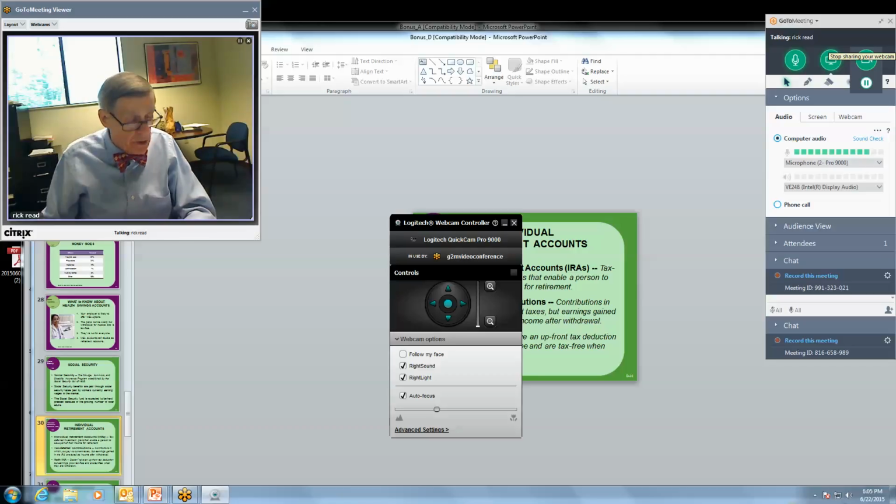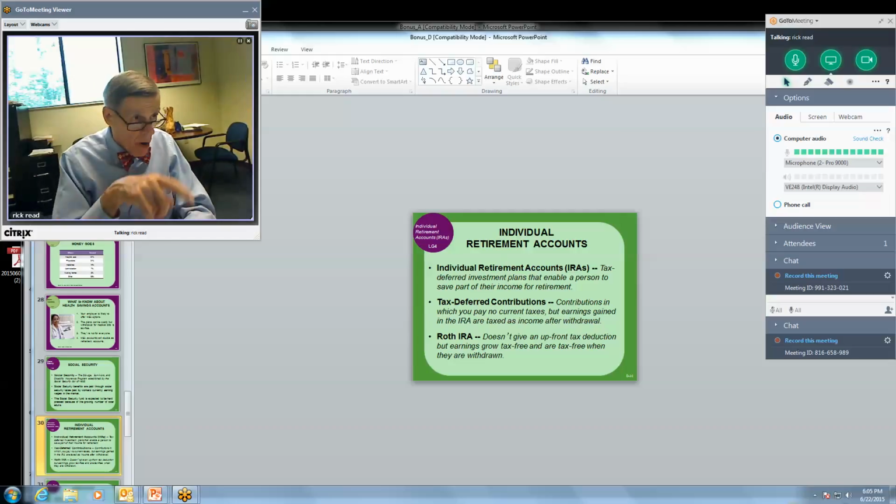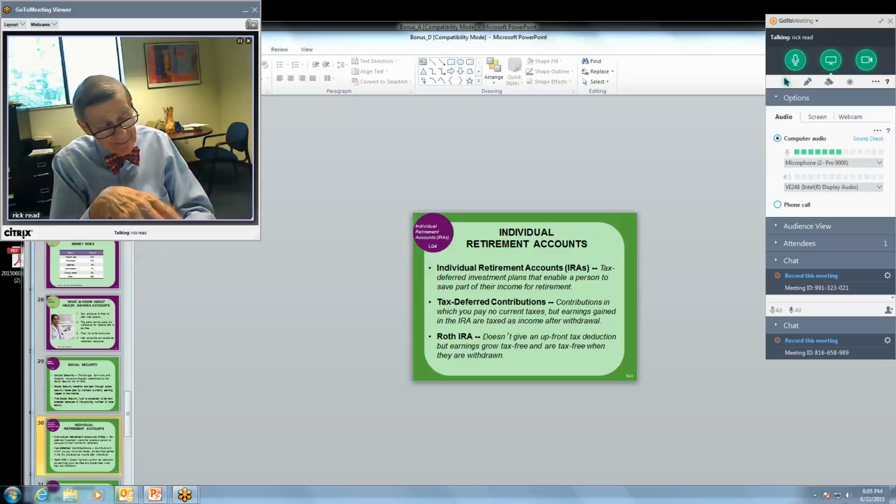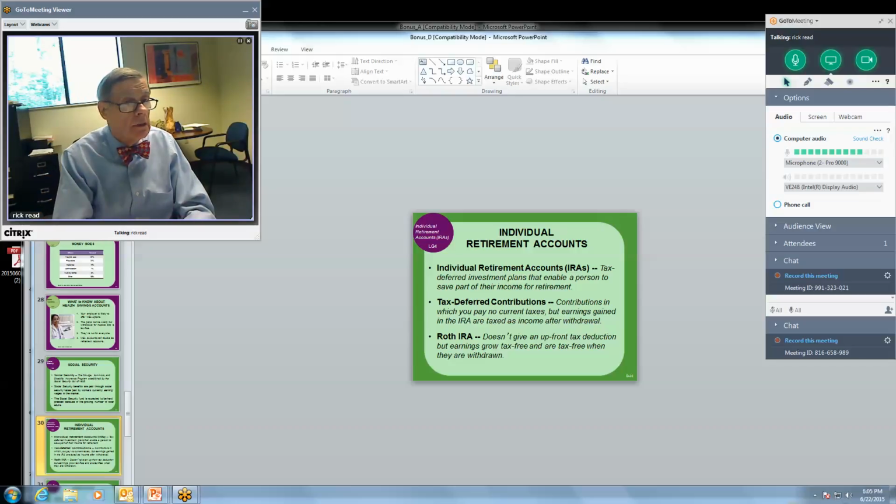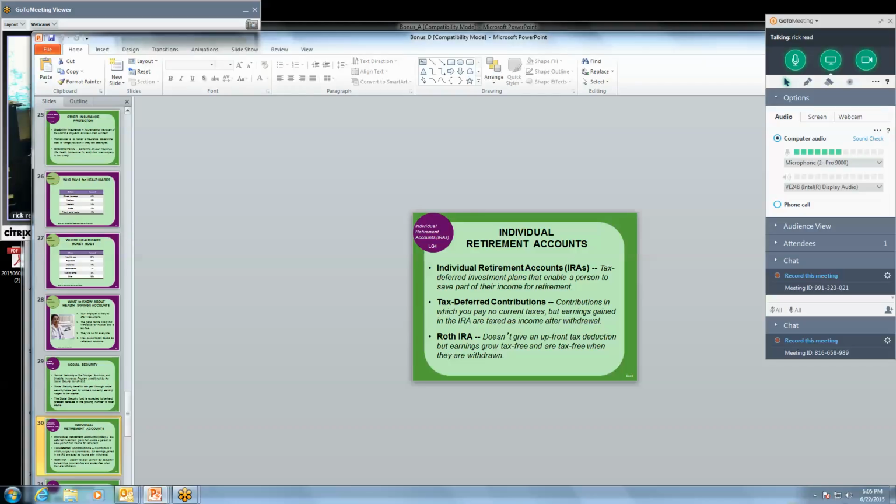Now, you can buy a Roth IRA. They don't seem to be as popular today as they were a few years ago. But the Roth IRA says you put the money away and you don't ever pay tax, even as it grows. Earnings grow tax-free, and they're tax-free when you take the money out, which is different from a traditional IRA. Roth was named after a senator from Delaware.